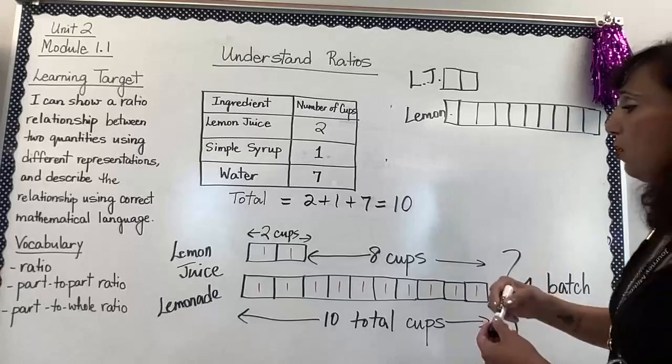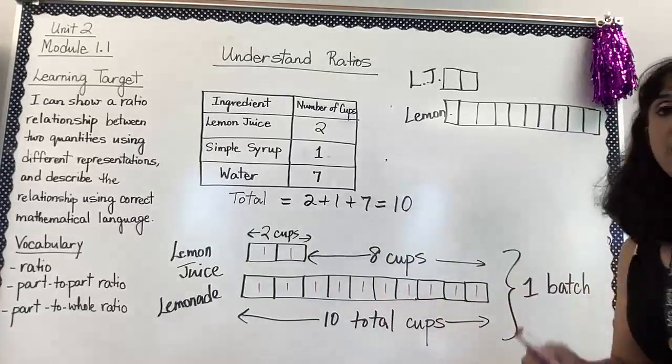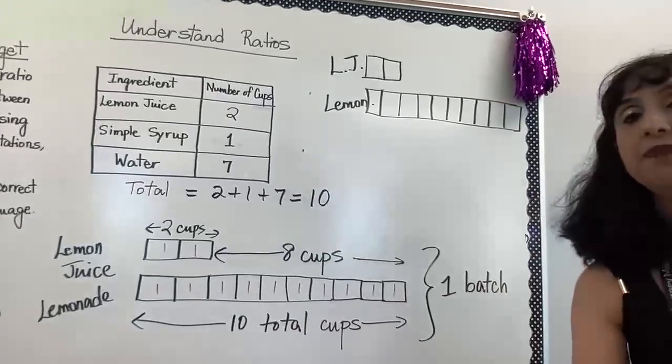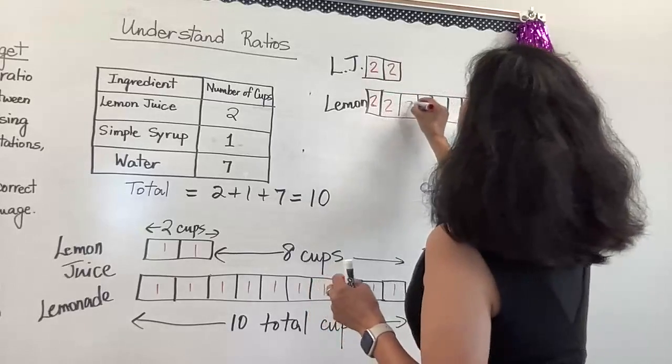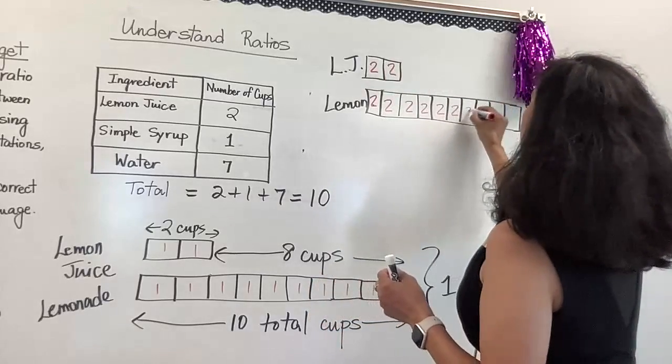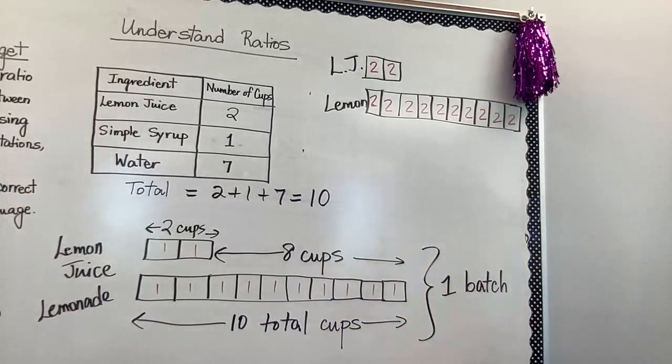Instead of the ones that I had over here, what am I going to do? I'm going to make each of these 2. This is 2 and 2. Because it is an equivalent ratio, that's how this is going up. So now let's look at this. What do we have here now?